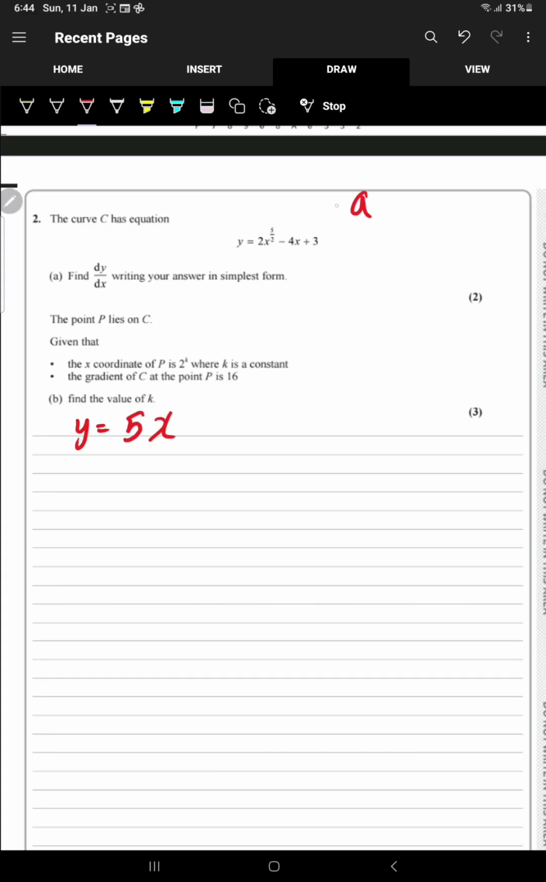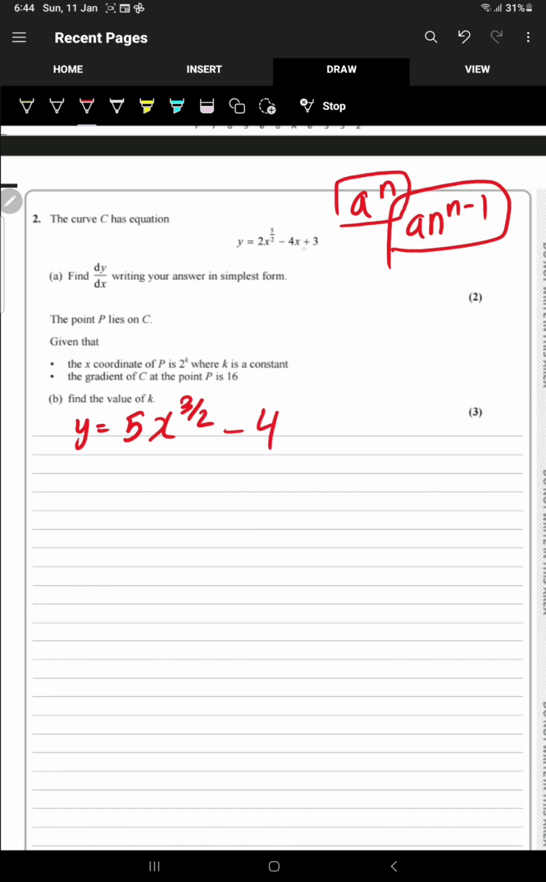Differentiation works basically like this. For example, this is an expression, you just times by n and then you do the power of n minus 1. That's how we differentiate. So this is going to give us 5x, 2 times 5 over 2, and 5 over 2 minus 1 is going to give us 3 over 2. Minus 4, x to the power of 1, so minus 4 times 1 is just 4.